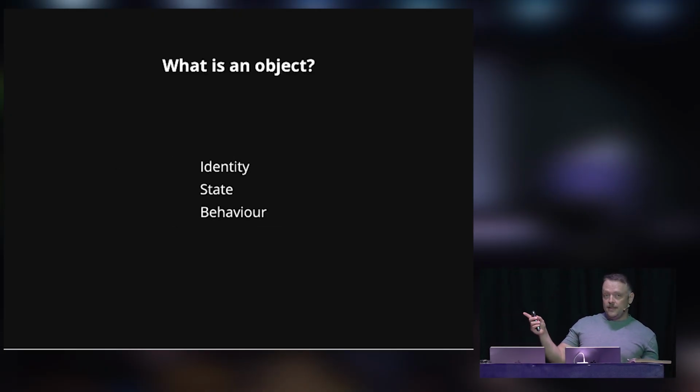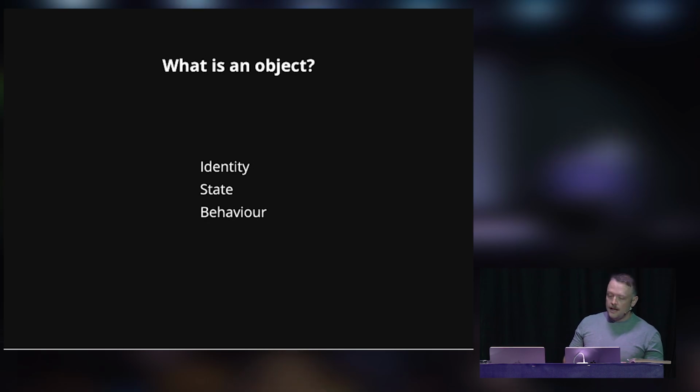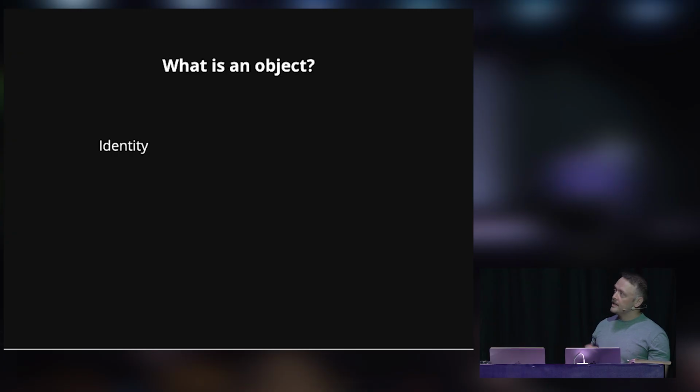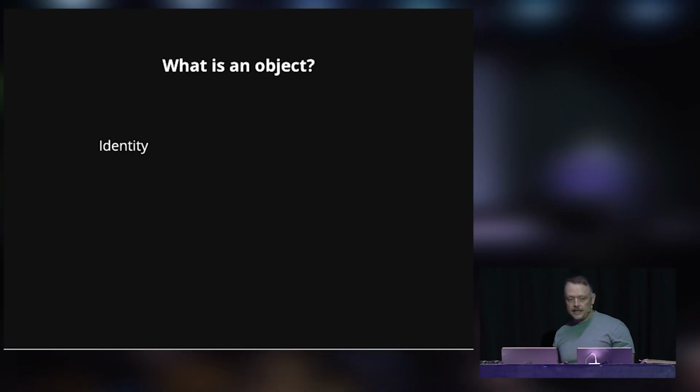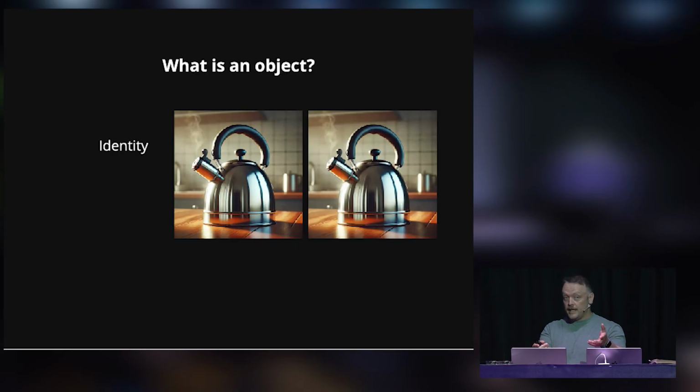So we can say that objects have identity, state, and behavior. I'll touch briefly on each of these. Identity is the unique selfness of a thing. It's the way that we distinguish it from other things. So if you think about a kettle, for example, I could have a kettle and it could be completely identical in all conceivable ways to your kettle, but we still recognize that these are two distinct things.